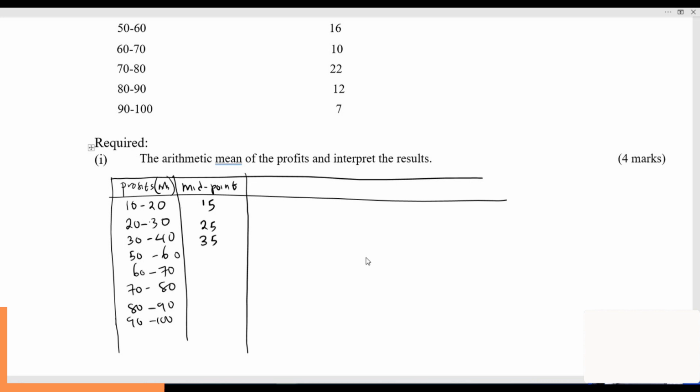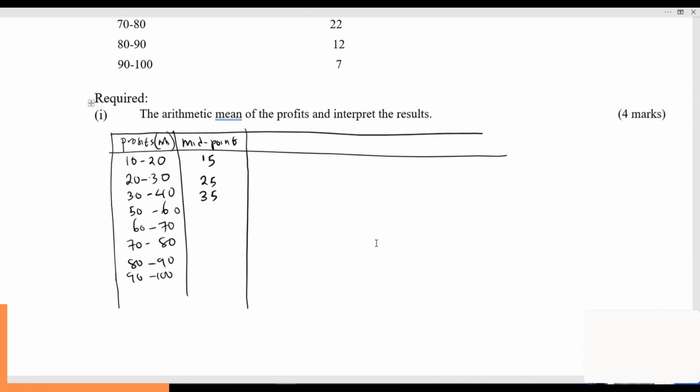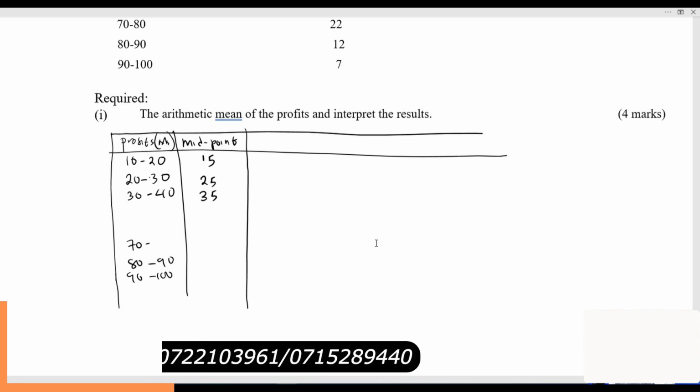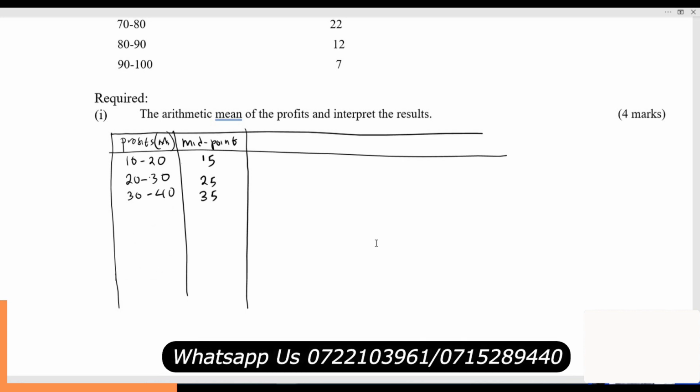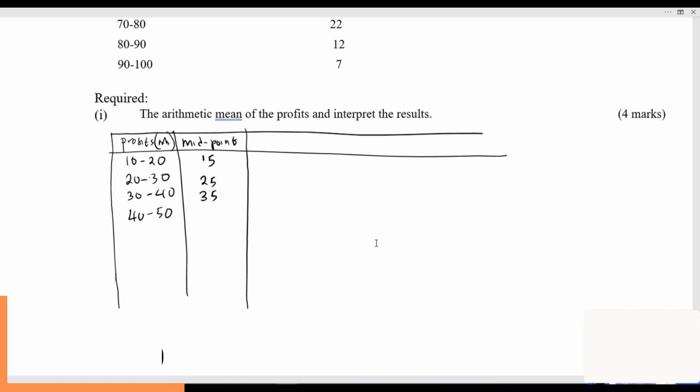There's a column here we skipped. There's this from 30 to 40, 40 to 50. You're supposed to have 50 here, and here you're supposed to have 40. Sorry for that. Let's make those changes. We need to move this after 30 to 40. We needed to have 40 to 50, then from there we have 50 to 60, then 60 to 70, then 70 to 80, then 80 to 90, and finally 90 to 100.